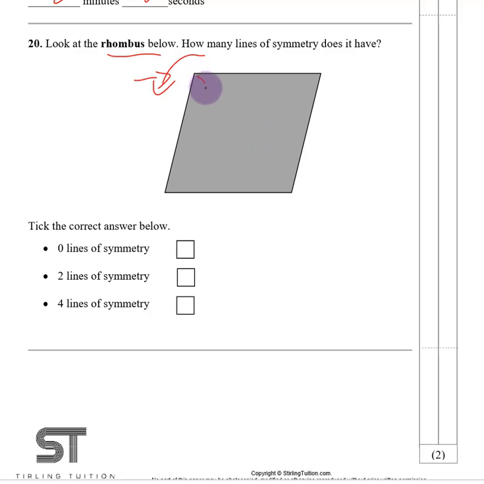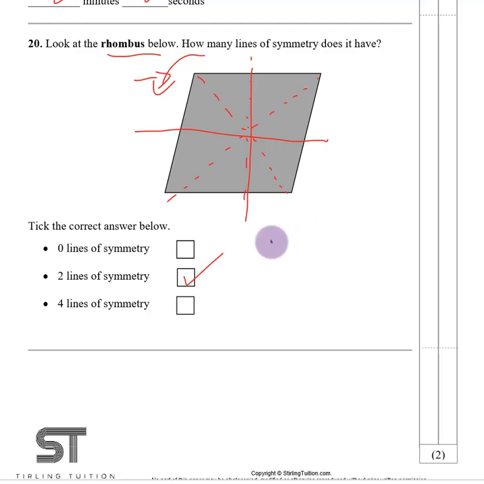Now, lines of symmetry. We've got this one that goes across. We've also got this one here that goes across. So it's a bit like the kite. So this will fold over and this will fold over. So we've got 2 lines of symmetry. This is not a line of symmetry. Straight down, that doesn't make the same on both sides. And this is not a line of symmetry.